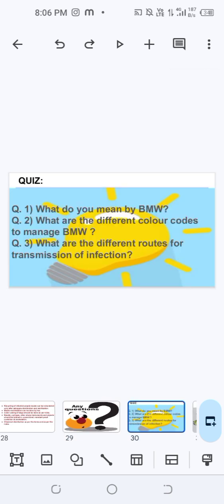Now there is a quiz session for all the participants. These are the questions that were given in the pre-test, and now I analyze the questions. You can analyze the questions and see the difference after knowing the topic in a brief way. First question: what do you mean by biomedical waste? I hope everyone has got a brief idea regarding biomedical waste. Second, you can identify the different color codes to manage biomedical waste. And the third question is: what are the different routes of transmission of infection? These are very easy questions, you can solve them and analyze yourself.